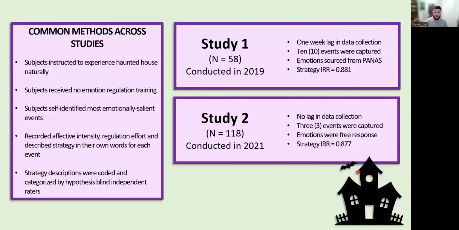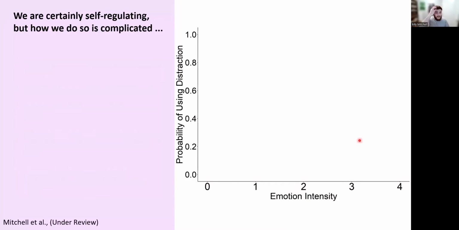And both sets of raters demonstrated pretty strong agreement in their classifications, as you can see here and here. There were a few minor differences between study 1 and 2, which I've also noted within these boxes. And from here, the analyses were relatively simple. Using multi-level binary logistic regression, we examined the association between reported emotion intensity and strategy usage during every event in which either reappraisal or distraction was described.